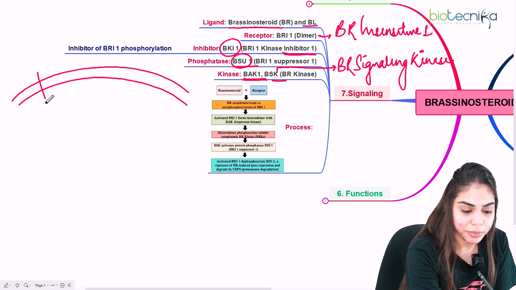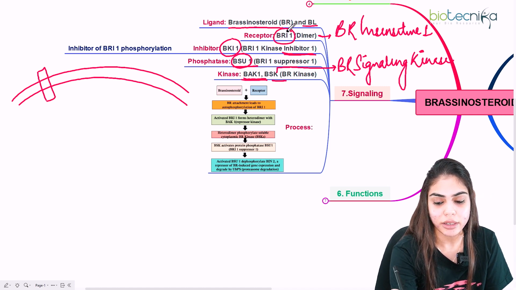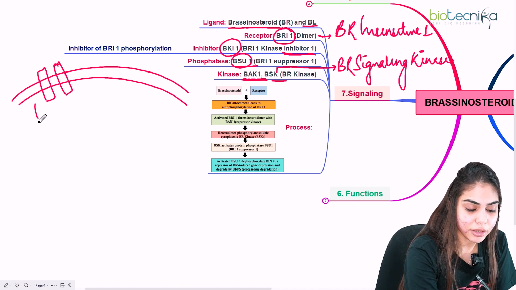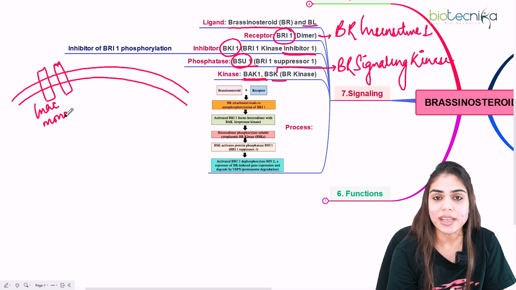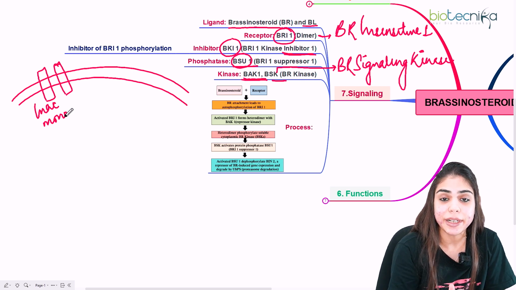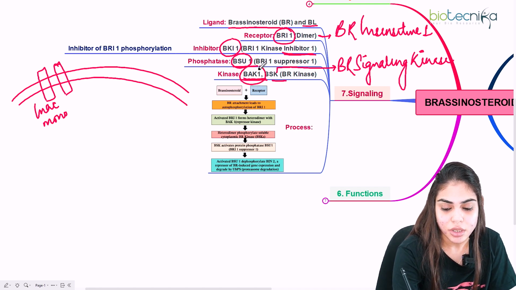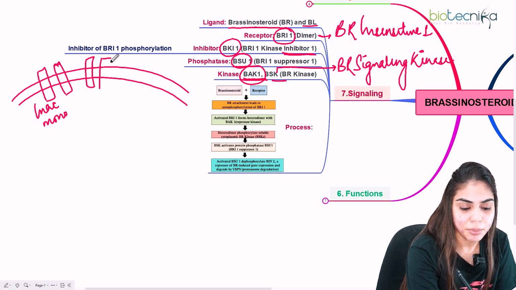This plasma membrane has a receptor called BRI1. These receptors are in the form of inactive monomers. Along with it, there is one receptor kinase embedded in the plasma membrane, called BAK1. Again, this is in the form of inactive monomer.